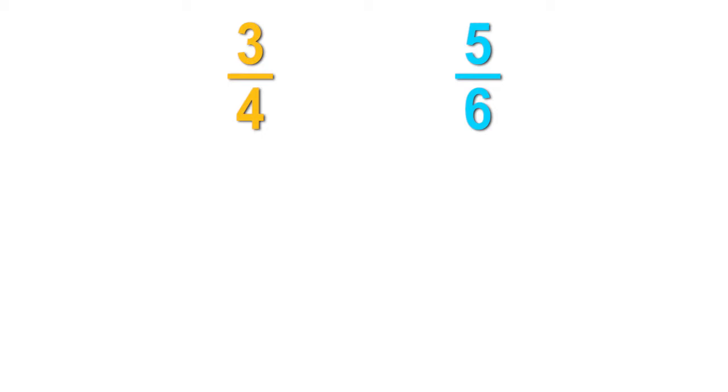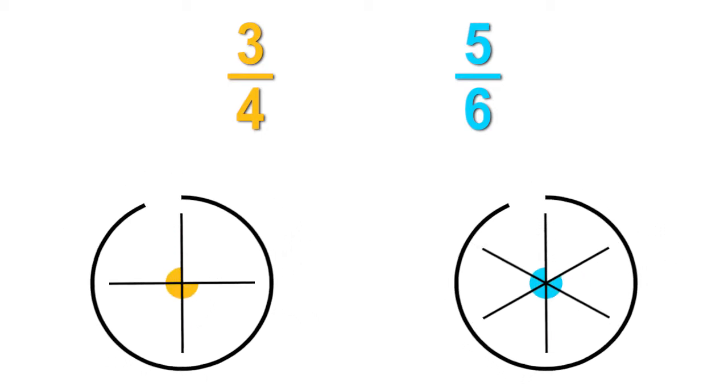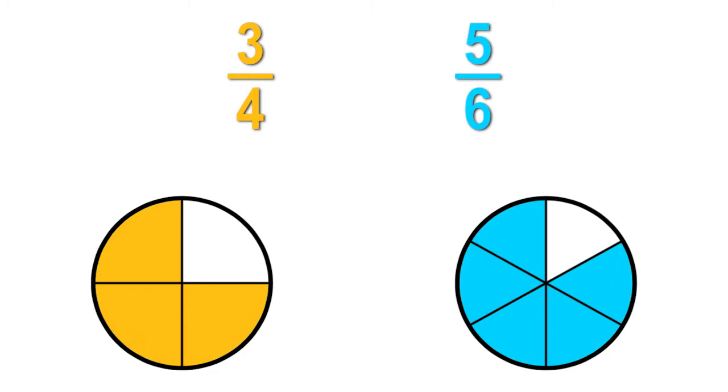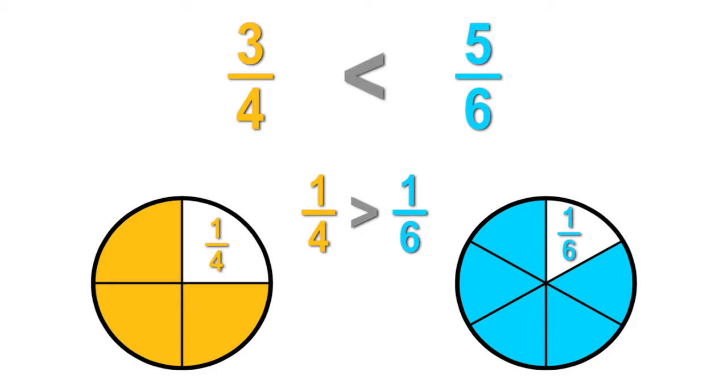Which is larger? Let's draw a model for each of these fractions to support our thinking. Notice that each model is missing one piece. Rather than thinking about the pieces that are shaded in, let's think about the missing pieces. 1/4 is missing from one model and 1/6 from the other model. We know from third grade that 1/4 is larger than 1/6, so there is more missing from 3/4. This would help us determine 3/4 is less than 5/6.